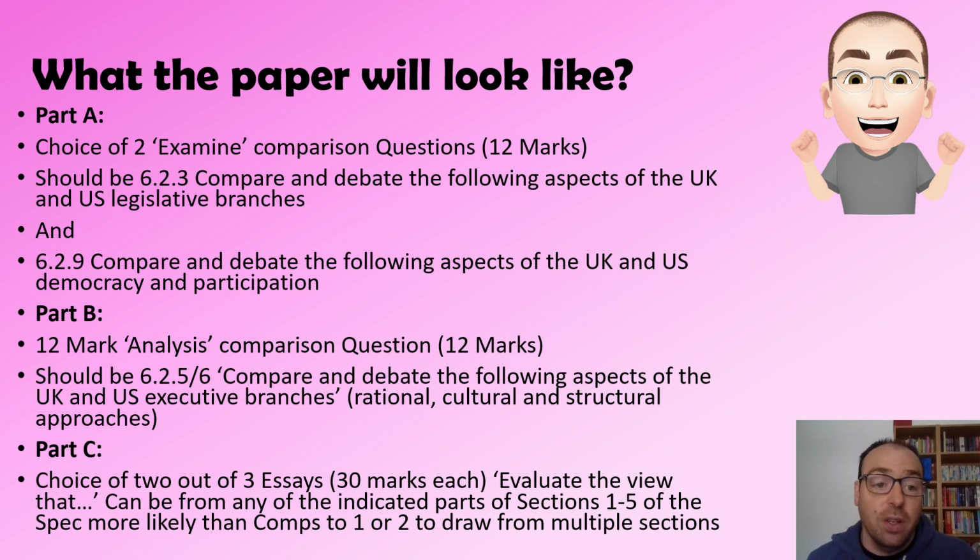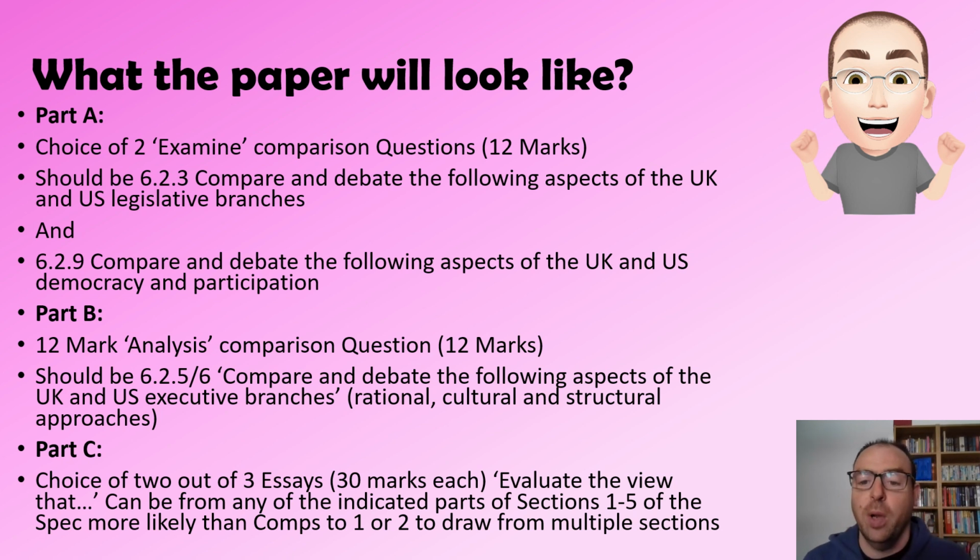Now, the two sections that are only picked out for this particular bit are 6.2.3 and 6.2.9. 6.2.3 is compare and debate the following aspects of the US and UK legislatures, and 6.2.9 is the aspects of UK and US democracy and participation. So there are two questions and two bits that have been picked out that only do the examine part of the spec. So that would make sense that they're going to be the two bits on there.